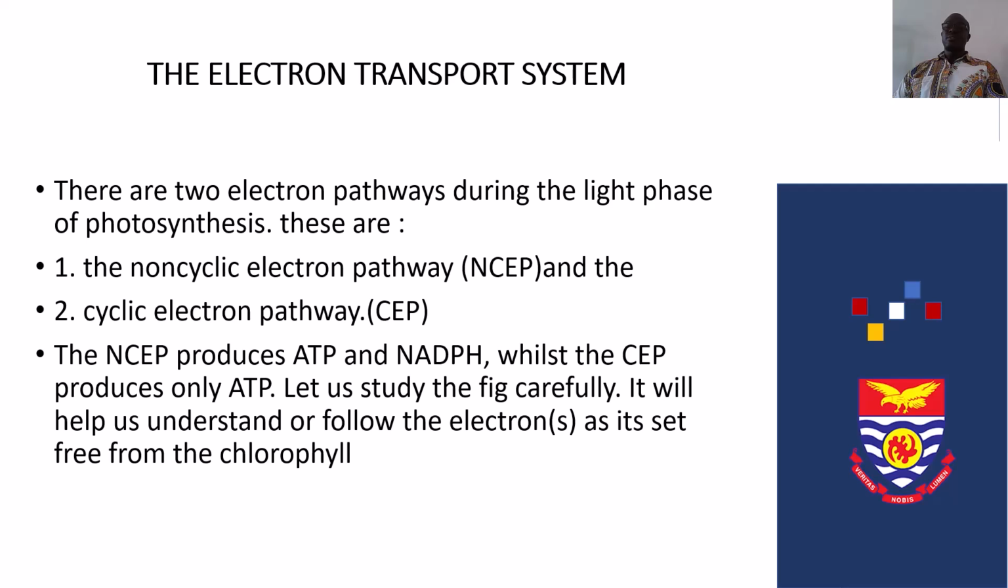So the electron transport system, there are two electron pathways during the light phase of photosynthesis, and these are: 1, the non-cyclic electron pathway NCEP, and the cyclic electron pathway CEP. The NCEP produces ATP and NADPH, whilst the CEP, that's the cyclic electron pathway, produces only ATP. So let us study the figure carefully. It will help us understand or follow the electrons as they are set free from the chlorophyll.